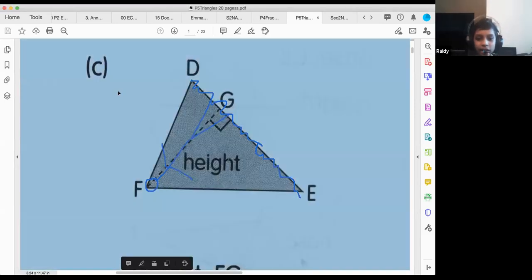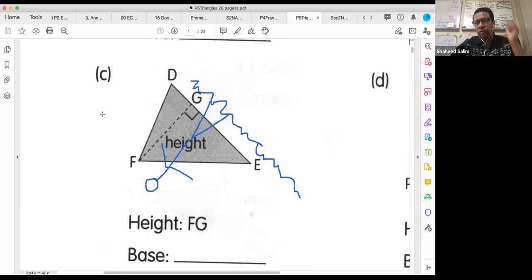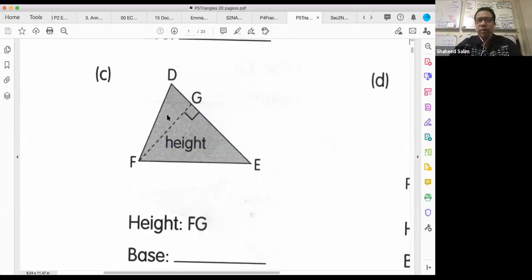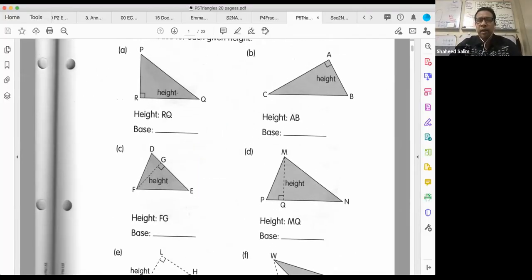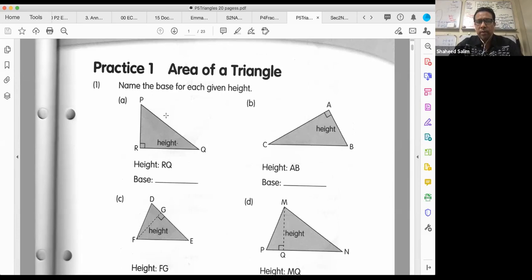Wait, I think I know how to do. Okay, so you try. Okay, we erase the thing. You try now from the beginning again. We try from the beginning. You see whether you can do it now. So now they tell you height RQ. This means this is the man.